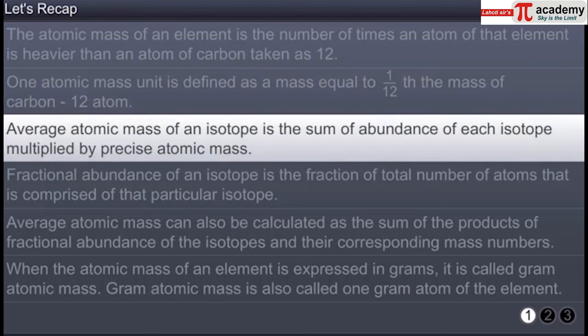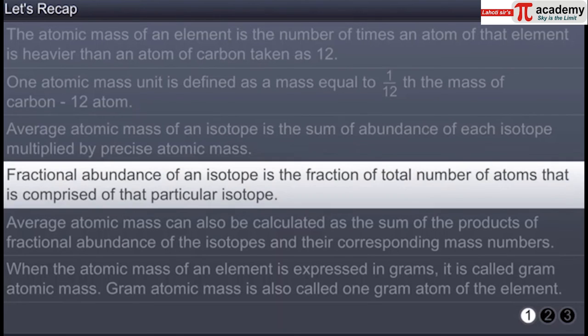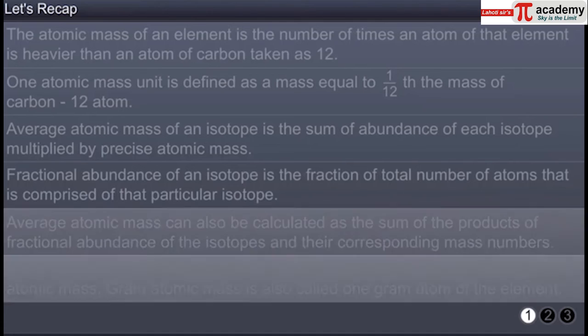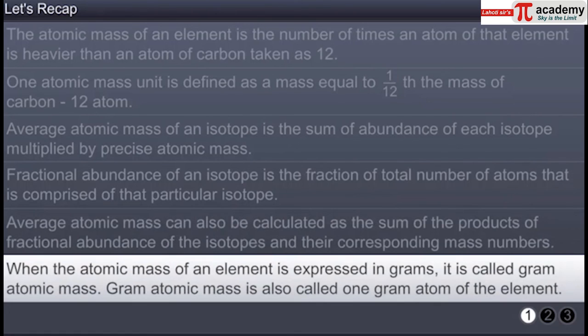Average atomic mass of an element is the sum of the abundance of each isotope multiplied by its precise atomic mass. Fractional abundance of an isotope is the fraction of the total number of atoms that is comprised of that particular isotope. Average atomic mass can also be calculated as the sum of the products of fractional abundance of the isotopes and their corresponding mass numbers. When the atomic mass of an element is expressed in grams, it is called gram atomic mass. Gram atomic mass is also called 1 gram atom of the element.